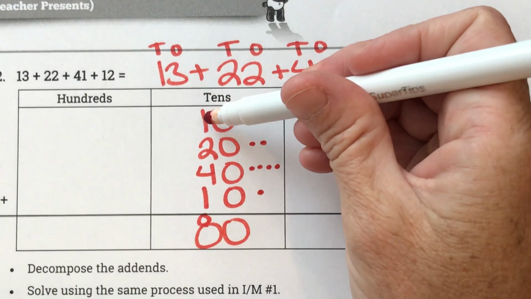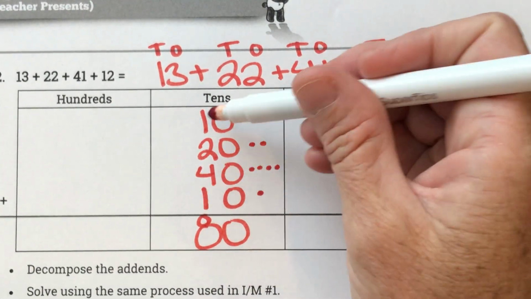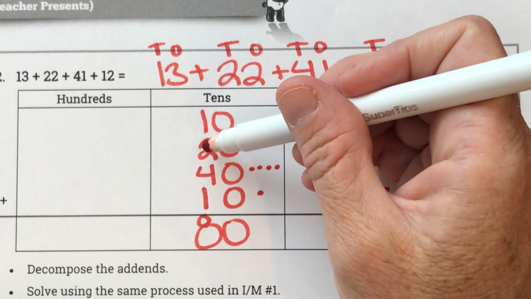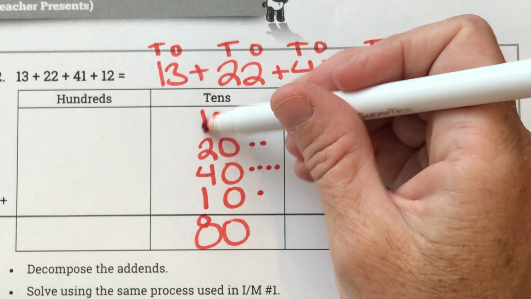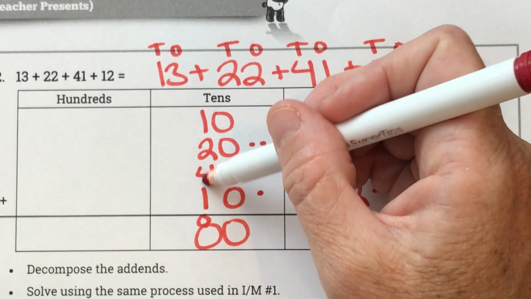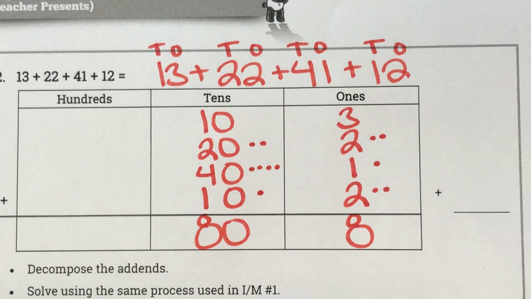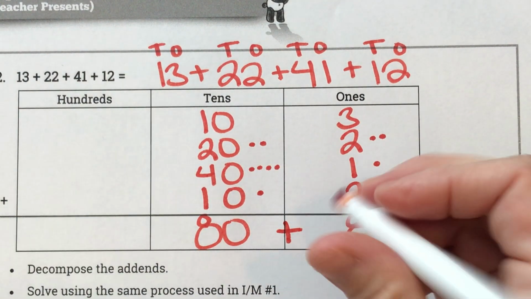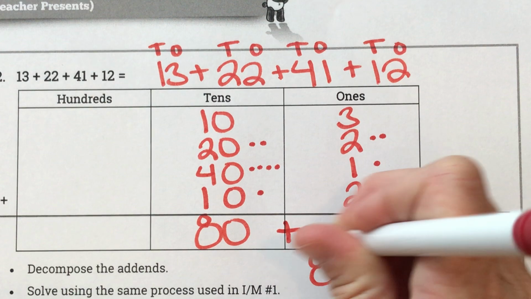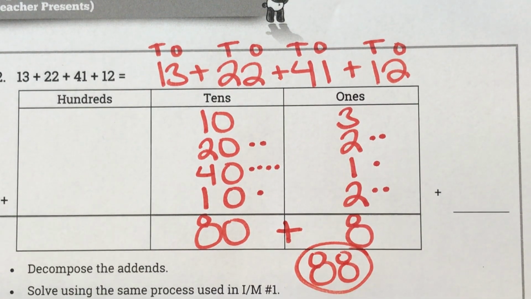Or I could have also just looked at my 10s column, friends. So I could have said I have 1, 10, 2, 4, and then 1 and added those. Because if you notice, if I add those, I'll get 8 also. So what is my answer? 88. So my sum is 88.